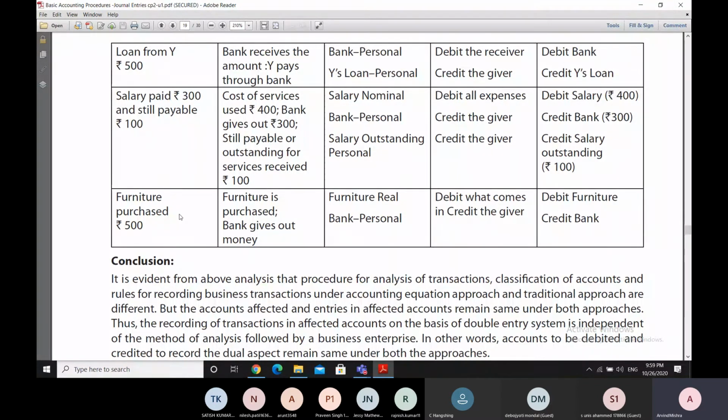Furniture is the real account, being the asset account. We debit what comes in into the furniture, and we credit the giver as far as the personal bank account is concerned. So we debit furniture and we credit bank.